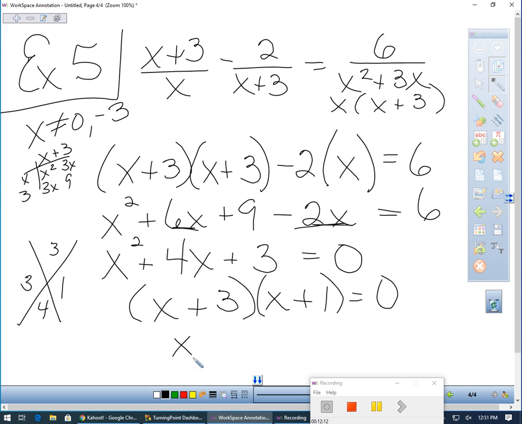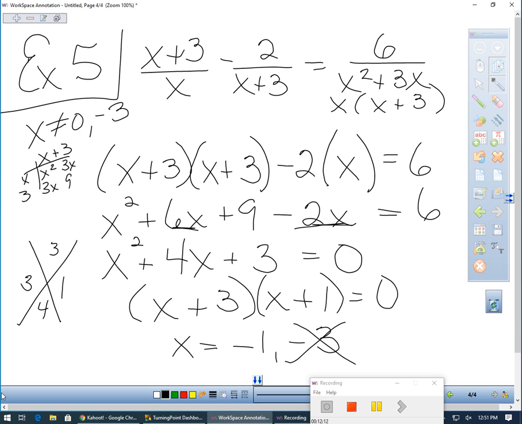That means my solutions are x equals what and what? Good. My solutions are x equals negative 3 and negative 1, but Braden's right, negative 3 is extraneous. Still pretty good on these?